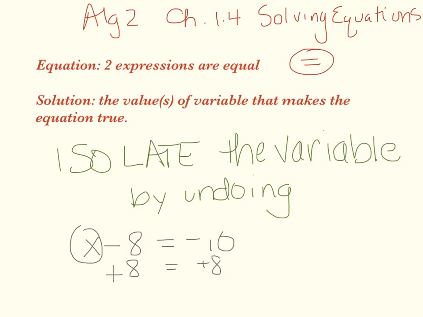Some of you don't put the equal sign in the middle. That's fine. Here we go. What's left is x is equal to, add the right-hand side together, negative 2. Okay, so the solution is x equals negative 2 because then the left side would equal the right side.